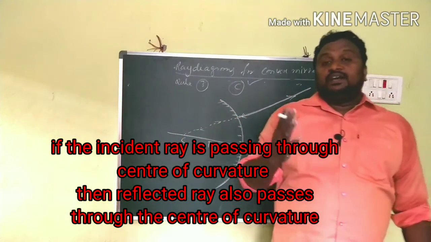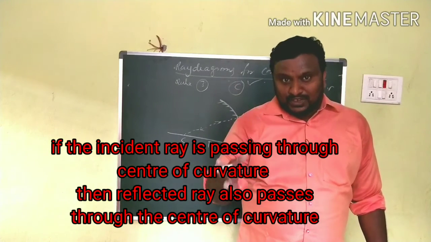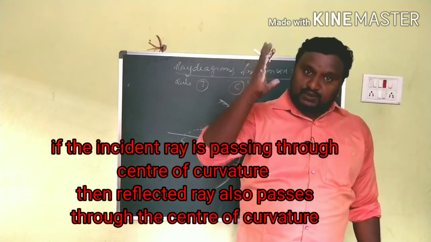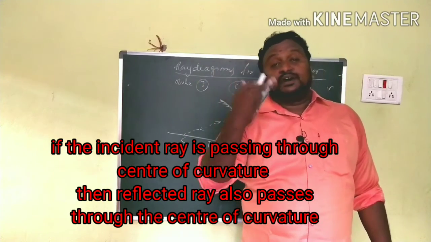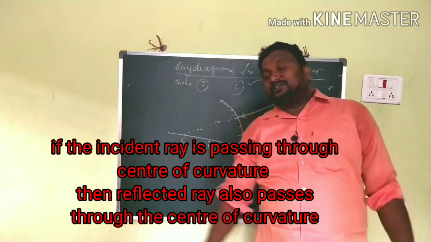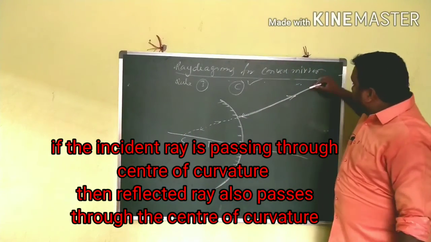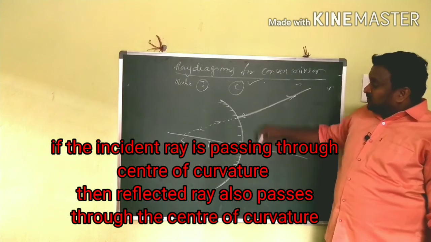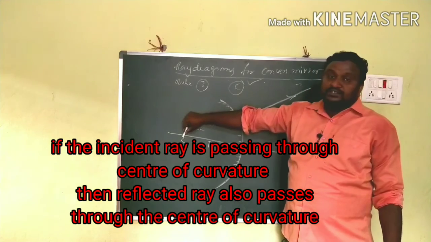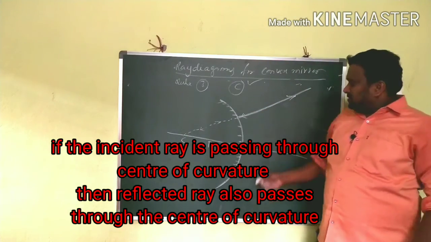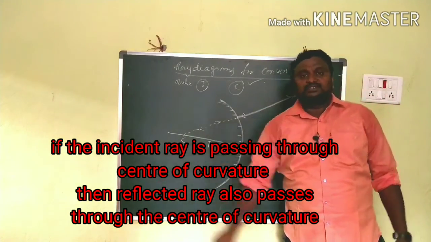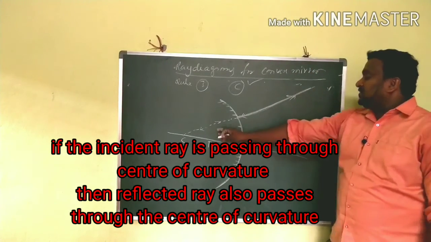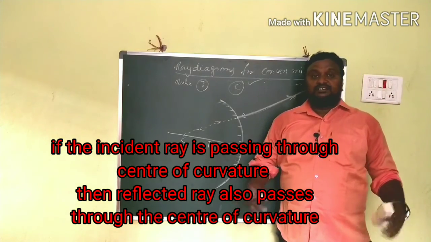Clear, children? In the third rule, if you observe, if the incident ray passes through the center of curvature, after reflection also it should pass through the same center of curvature. For that we draw this one. So this is the incident ray. You can extend that, it should pass through the center of curvature. Then obviously the reflected ray also passes the same. So it should be reflected again like this only. We are drawing the same thing. So this is the third one.